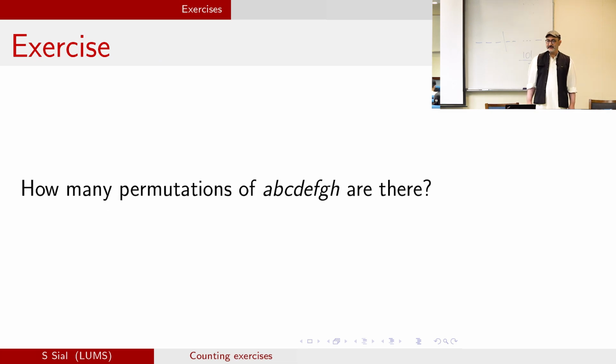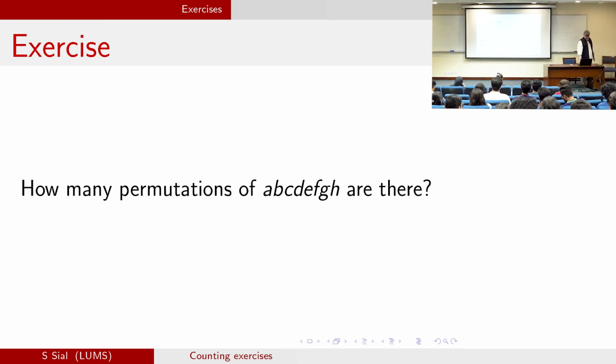How many permutations of these letters are there? There are 8 distinct symbols, so 8 factorial. About this example, can you explain how 10 times 9 times 8 is the same as 10 C 7?